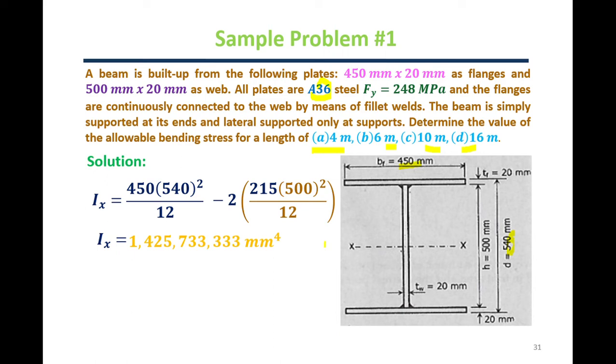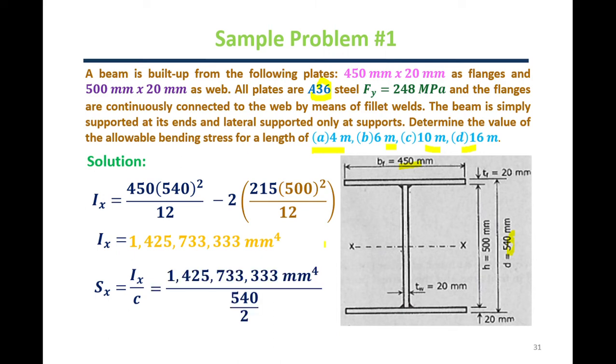Okay. For Sx, Ix over C, so we have C is 540 over 2. So we have here the value of Sx is 5.28 times 10 to the 6th power, millimeter cubed.